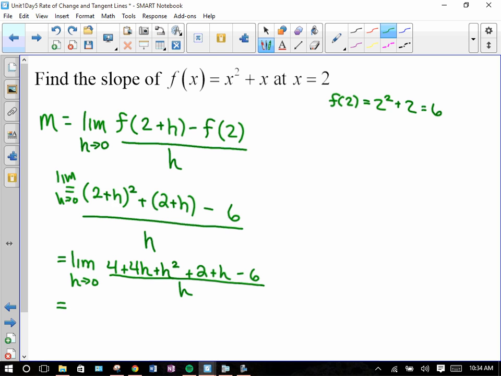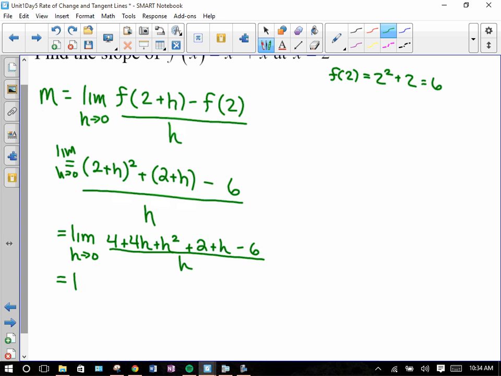So we have, this is equal to the limit with what? All I do is expand the quadratic. So then I have 4 plus 2, that's 6. Minus 6 is 0, so that cancels out. Then I have 4h plus h, which is 5h plus h squared, divided by h.